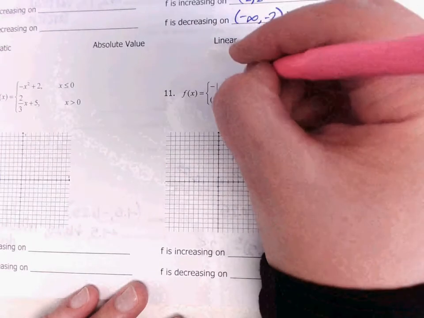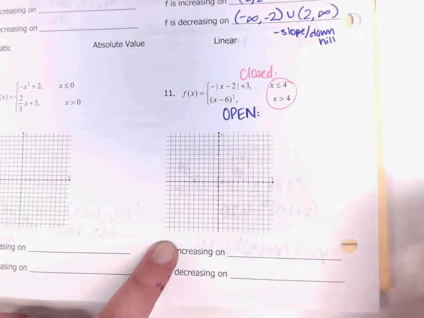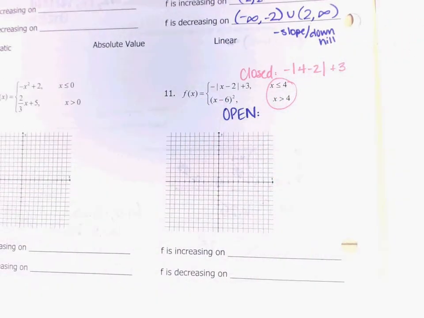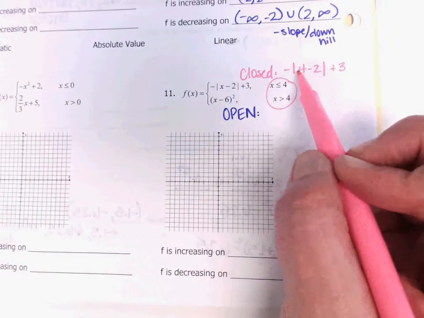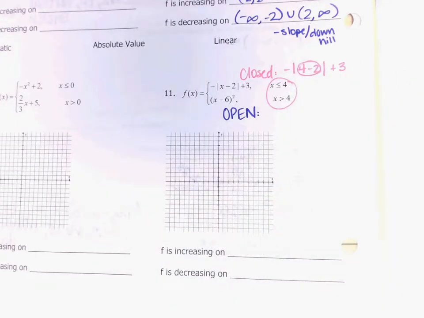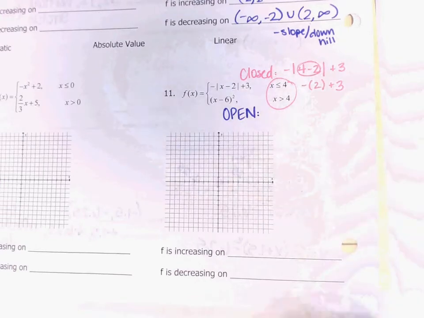Remember, the first thing that you should do is plug your values in to find where the open and closed circles go. So I'm taking the number 4, and I'm going to plug it in. So I have negative |4 minus 2| plus 3. What is 4 minus 2 in here? 2. And then if I absolute value 2, it just stays positive. It was already positive to begin with. So this is negative 2 plus 3. Then from there, negative 2 plus 3 is 1.